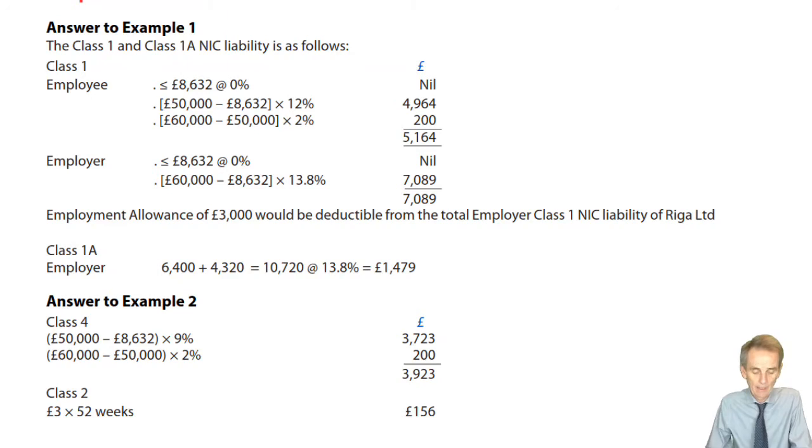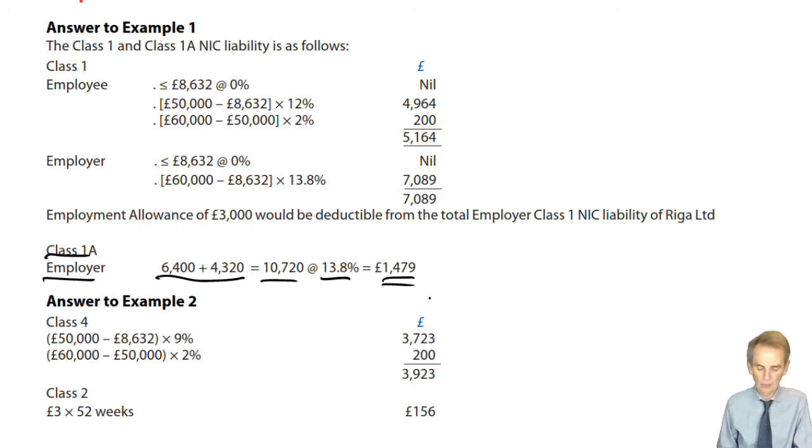Okay, let's see how you fared, therefore, in relation to example 1. As we said, in relation to Class 1A employer NICs, it's a standard rate of 13.8% on all of the taxable assessable benefits. There were 2 of them, add them together at 13.8. Hopefully, I've done the calculator work correctly there, and that will be your Class 1A employer.